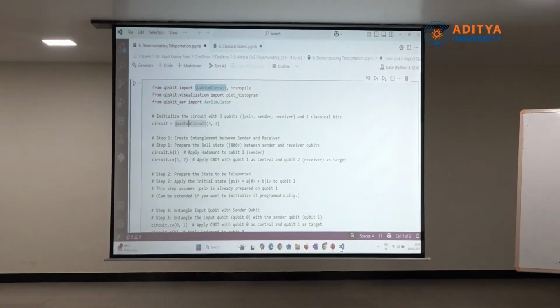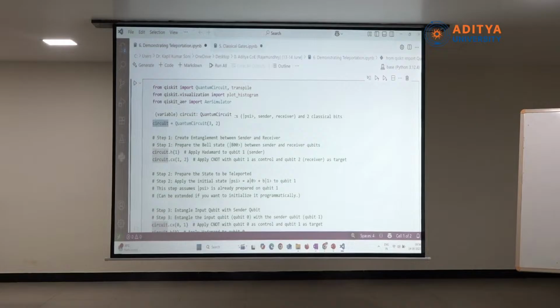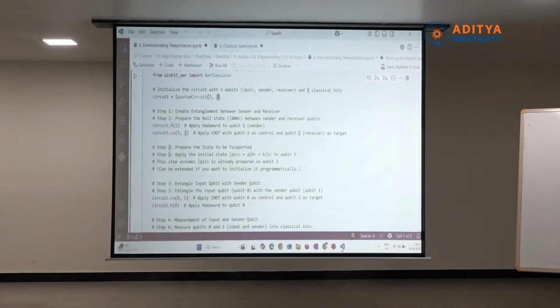Now here the quantum circuit object is created. Circuit is the name of the object here, and this object is created based on 3 qubits and 2 classical bits. Why 2 classical bits? Because only the sender qubits are to be measured. We are always interested in measuring the sender qubits. The last qubit belongs to the receiver, and when you perform the measurement on the sender qubits, the corresponding information would be automatically transported. Clear my point?